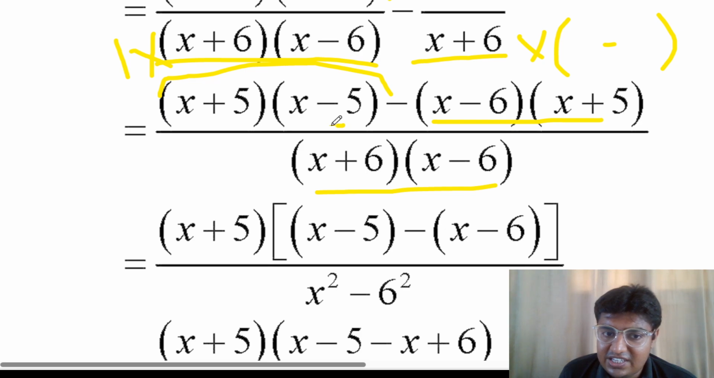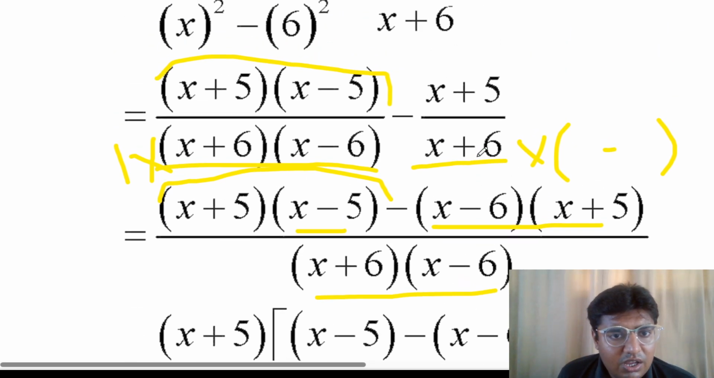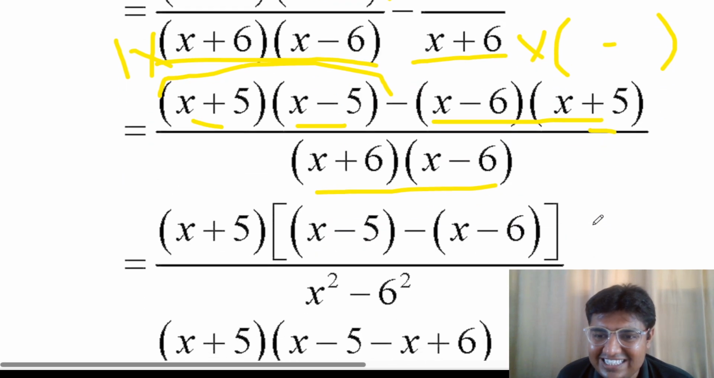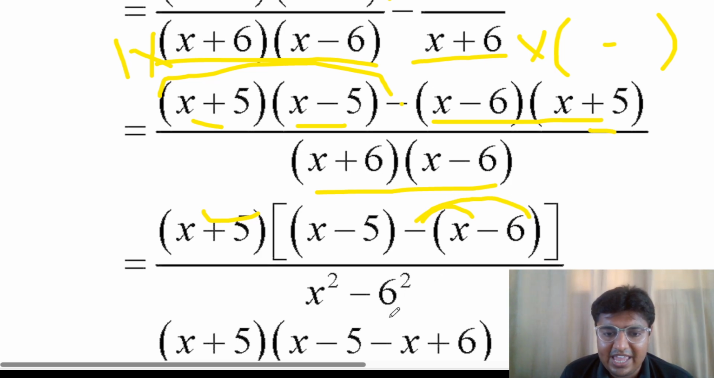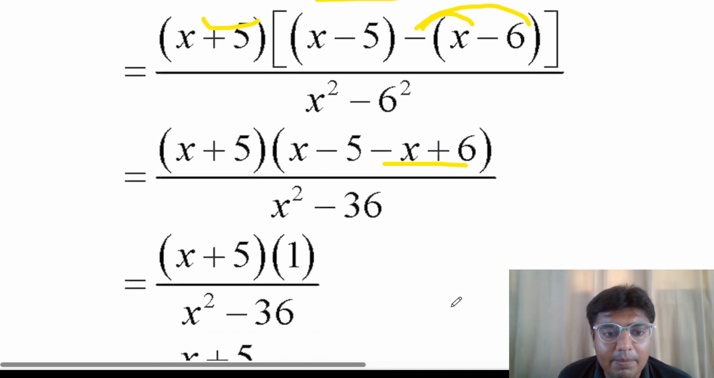x minus 5 is here. x minus 5 is here. x plus 5 is here. x plus 5 is here. Excellent. So can I take x plus 5 as common? Yes, I can. So the remaining one is x minus 5. This minus, don't forget this minus, and then x minus 6. This minus is going to multiply. You can see in the next step, negative x, positive 6. Be careful about this.